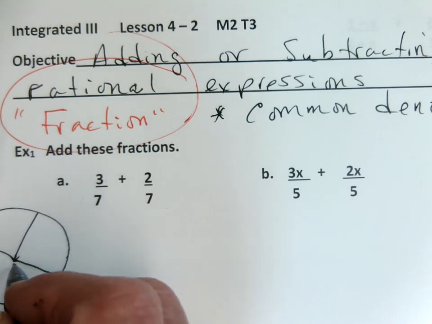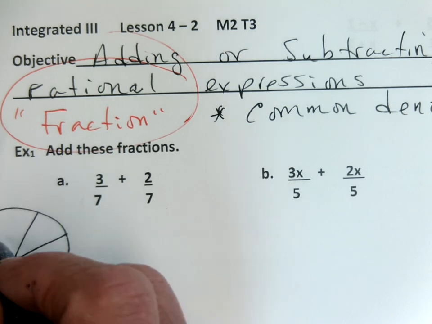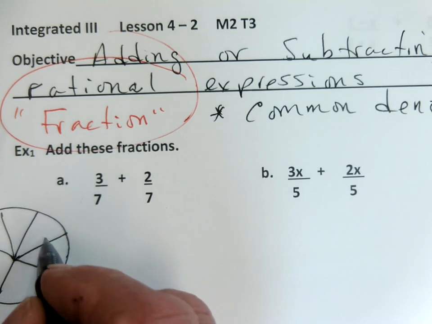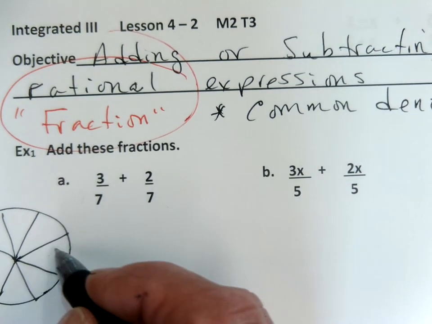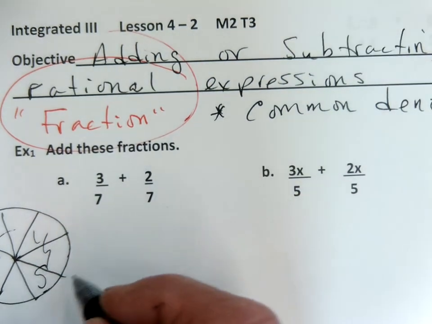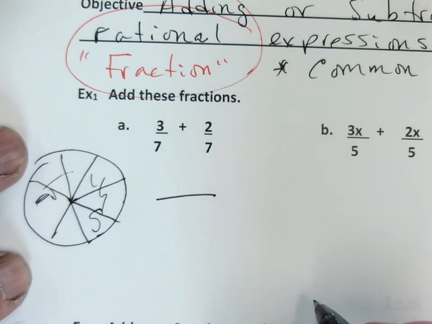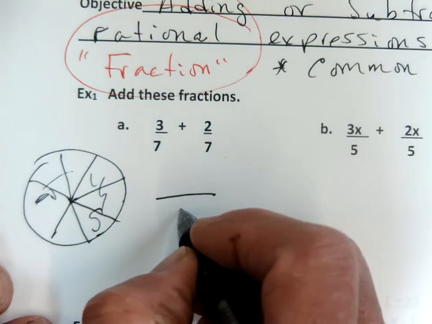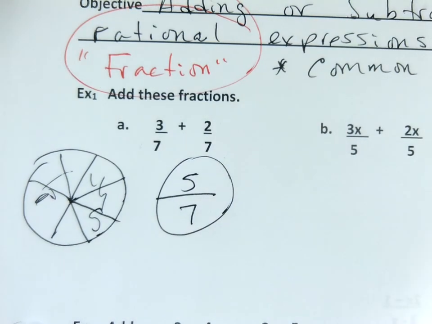1, 2, 3, 4, 5, 6, 7. Anyway, you talk about 3 of these plus 2 of these gives you sevenths, right? So you have to have a common denominator, which you do in the first question. Common denominator is 7, and you go 3 plus 2 is 5. That's it. But if it doesn't have a common denominator, then we need to make one, okay?